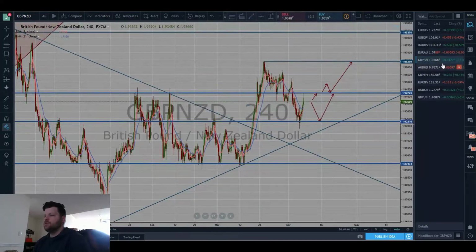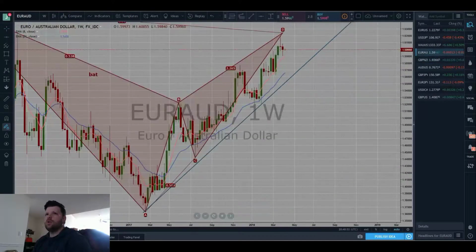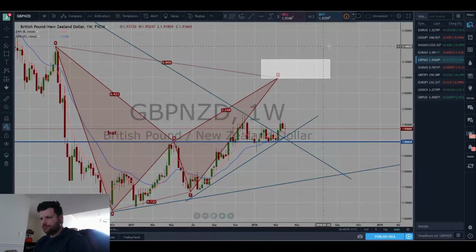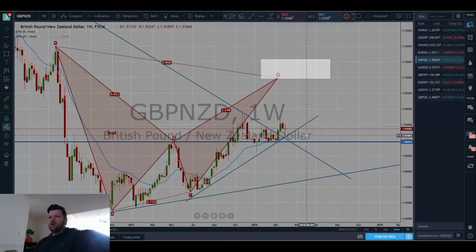Moving on to GN. I'm always going to start on the weekly time frame and work my way down. GN last week was a doji. No significant movement to the upside or the downside. So we're waiting on what I think is going to be a continuation of the bullish side. Now we may get a retest of this trend line before continuing bullish, but we should be working towards the completion of the bat pattern.